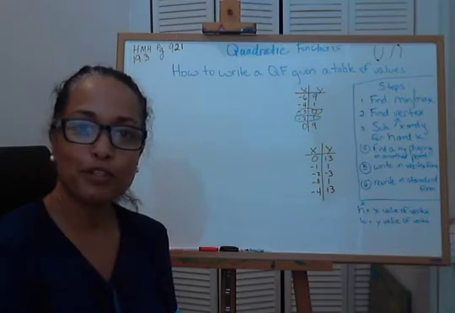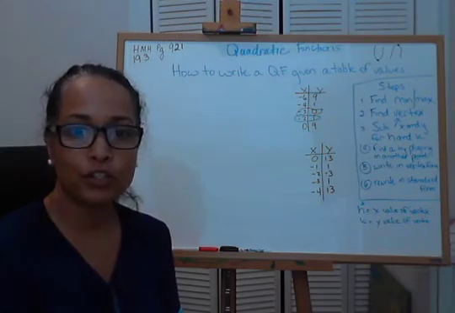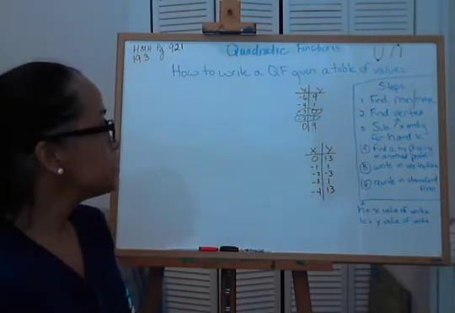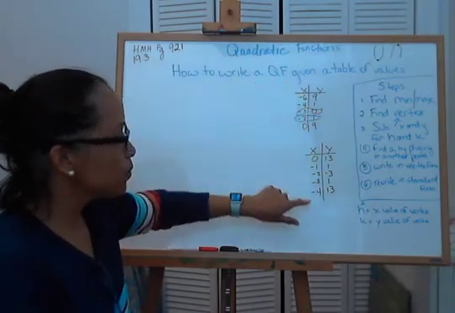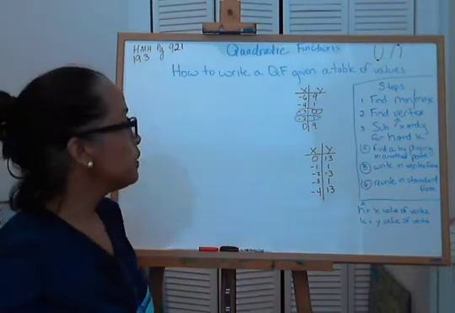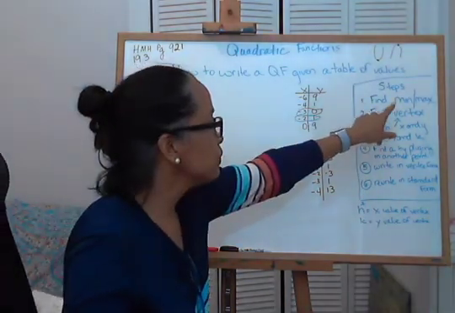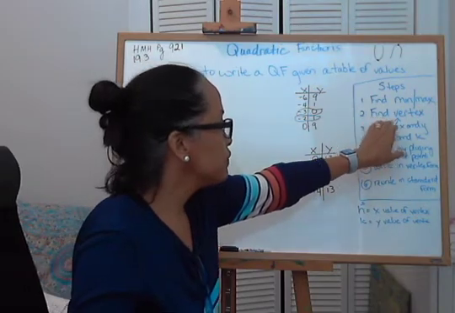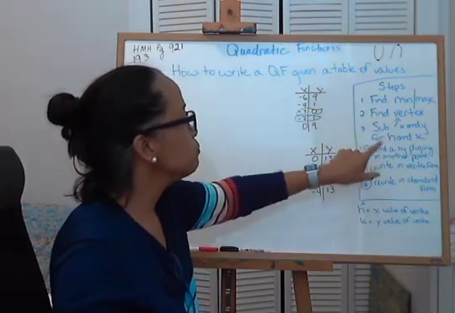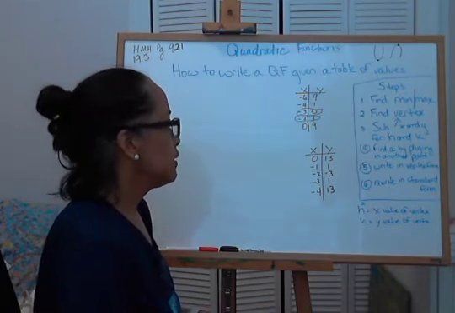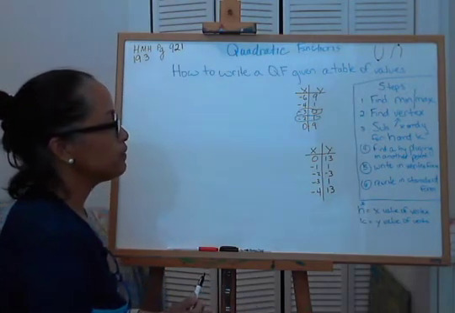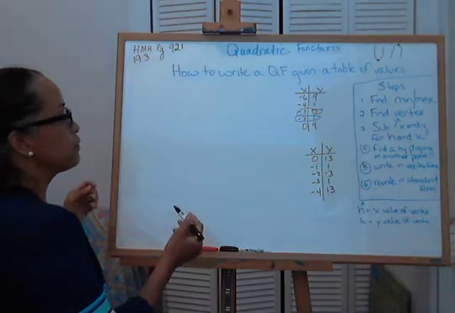Hi there, so this is part 2 about how to write a quadratic function if all you're given is a table of values. In part 1 we did this table, and now we're going to tackle this table. Here are the steps. Find the min or the max, use that to find the vertex, and then substitute in the x and y of the vertex for h and k, plug in another point to find a, and then write everything in vertex form.